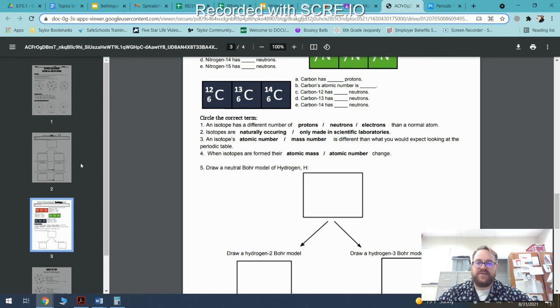I'll just ask you this question to give you a hint about number 3. Can you change the number of protons and have an element stay the same element? And number 4, when isotopes are formed, their atomic mass or their atomic number changes. It's kind of the same thing here. Can you change the number of protons and it remain the same element?